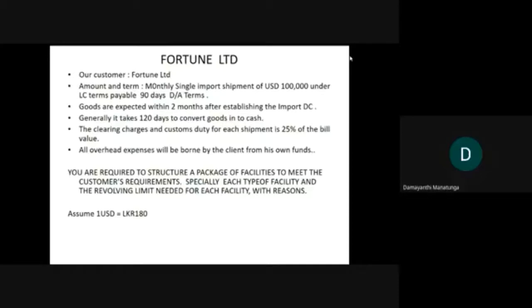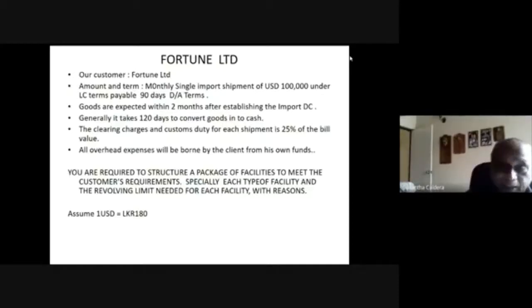Then you have to say either overdraft facility, revolving overdraft facility, or revolving short-term loan facility to meet the 25% of the bill value as clearing charges and custom duty.